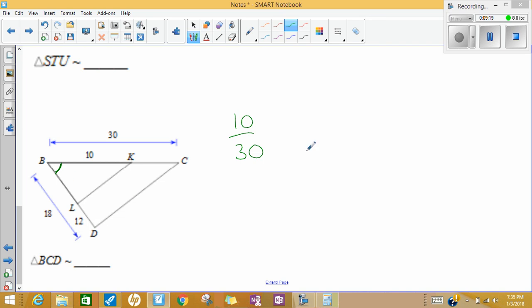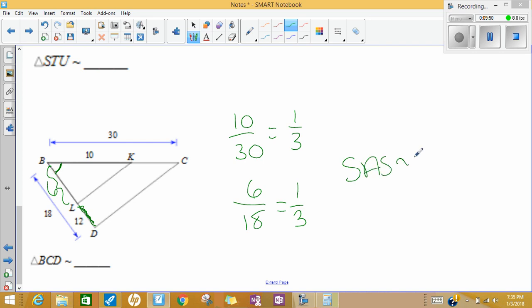This side in the bigger triangle is 18. This piece is 12. So if I subtract 18 minus 12, I can figure out how long this side is. 18 minus 12 is 6. So this side of my small triangle is 6. So let's see if these 2 fractions are the same. 10 over 30 is 1 over 3. 6 over 18 is also 1 over 3. Angle B is between those sides, so we have side angle side similarity here. And so we can say that triangle BCD is similar to triangle BKL.